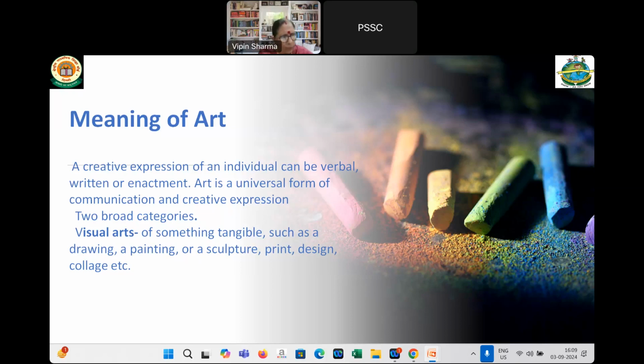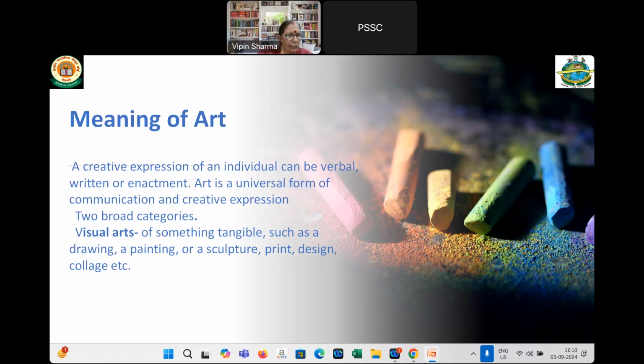Okay. Through art integration, students can use ways of dancing, acting, writing, speaking, whatever. Art integration is an example of concept-based teaching. Big ideas are the focus of connections between art form and another area of study. I tell you, the key of art integration is music, to teach music, drama, visual arts, along with the subject area. And let us make learning joyful. So meaning of art, again, coming back to the topic. As I said, it is a creative expression of an individual, can be verbal, can be written, or enactment.